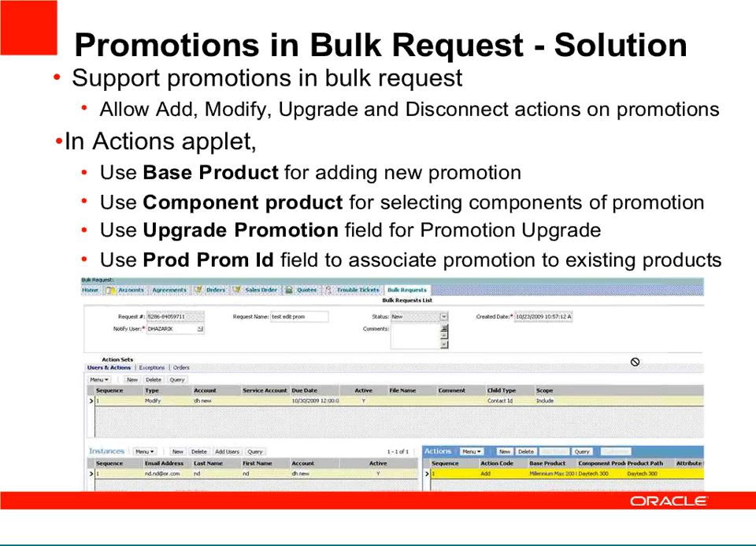The enhancements support promotions which allow add, modify, upgrade, and disconnect actions on promotion. In the Actions applet, use base product for adding new promotion. Use component product for selecting components of promotion. Use upgrade promotion field for promotion upgrade and use prod prom ID field to associate product promotion to existing products.